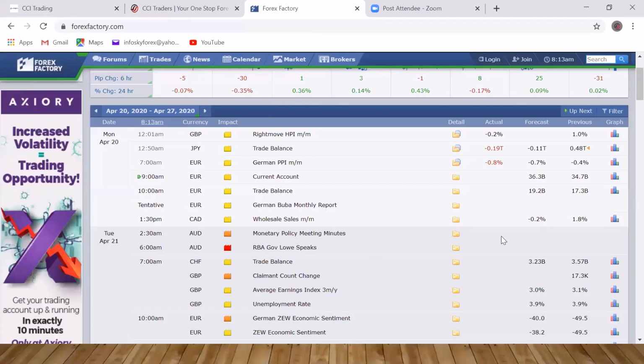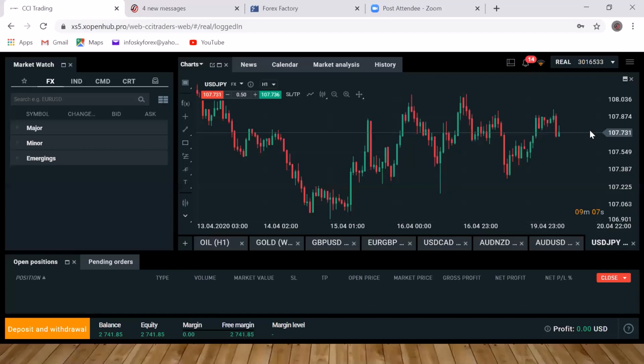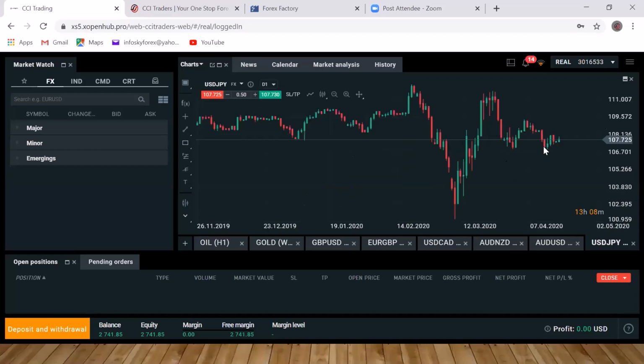Let me check if my chart has opened. As you can see, this is a 1 hour chart. Let me put it on daily chart. You can see what is happening today. On the daily chart, the market is rising. This is USDJPY, and the outcome of trade balance is negative. So possibly here will be a powerful support for USDJPY. Based on the outcome of the trade balance, the market has really gone up because the report was negative.